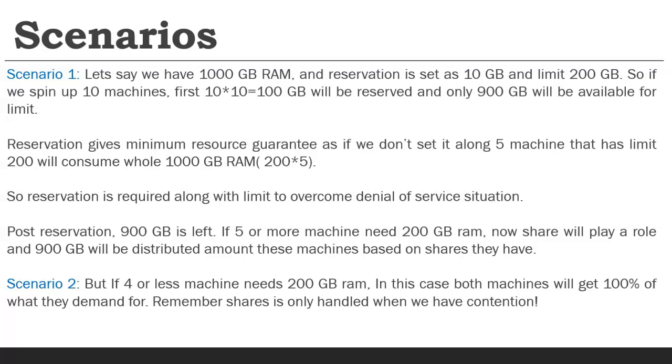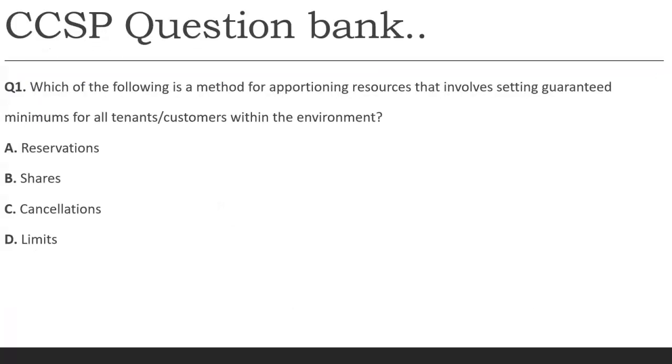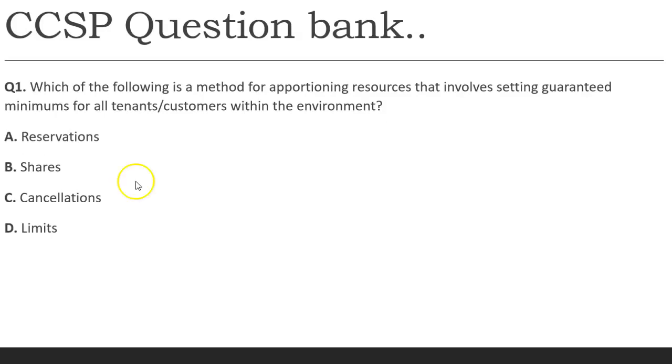So we'll see a few questions here, 5 questions, as we always do in the other topics also. There will be 1 or 2 questions from this topic in the exam. The first question is: which of the following is a method for apportioning resources that involves setting guaranteed minimums for all tenant resources within the environment? We have seen that guaranteed minimum comes with reservation. Reservation gives the minimum guarantee. So the answer is straightforwardly reservation.